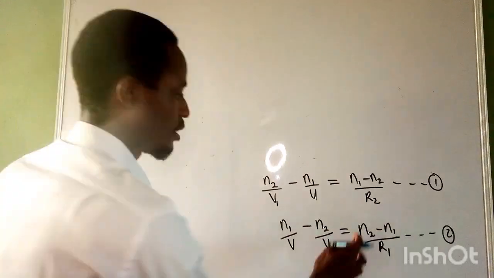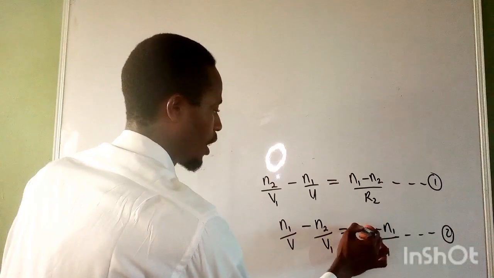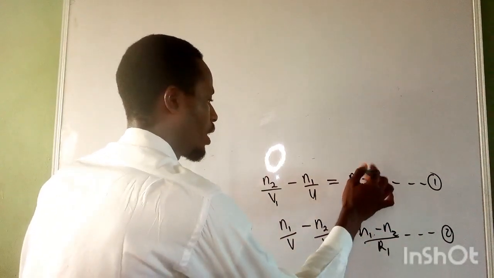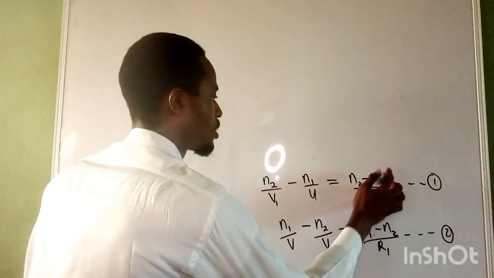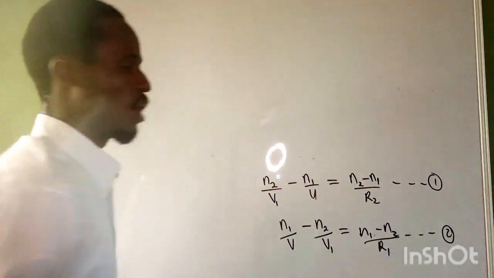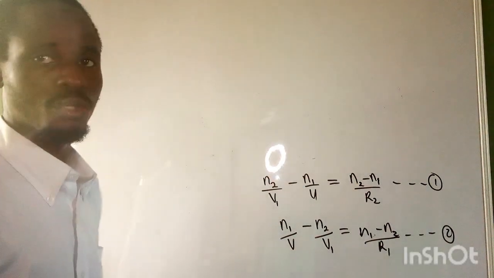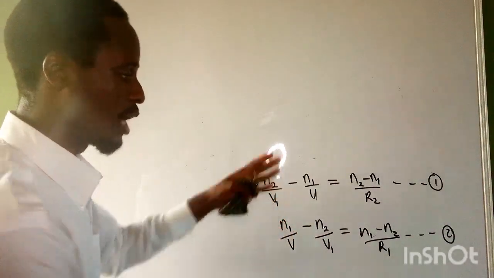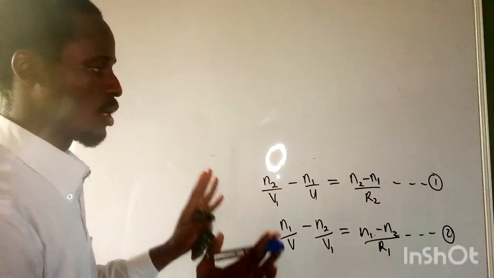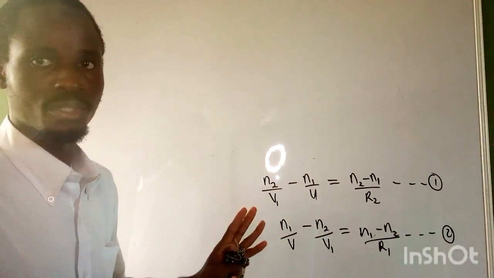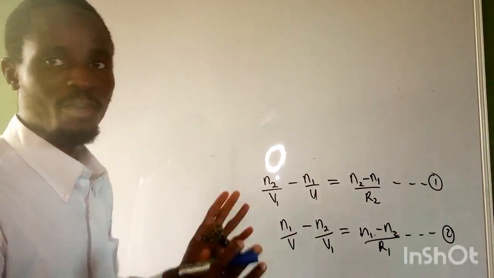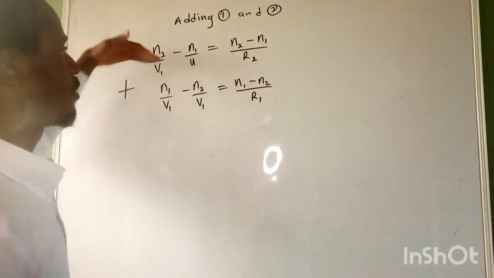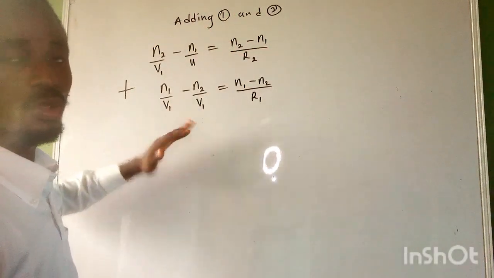I'm going to correct something here. This is supposed to be n1 minus n2, while this is n2 minus n1. So now, how do we derive the lens maker equation? Since we are joining these two glasses together, we have to add these two equations. By adding these two equations, we get our lens maker equation. So let's go ahead and do that. This is the first equation, this is the second one, so let's add them.